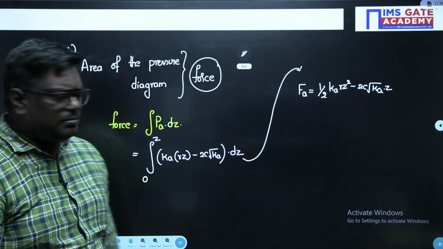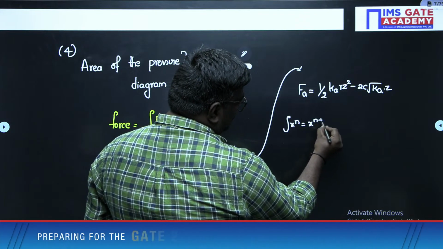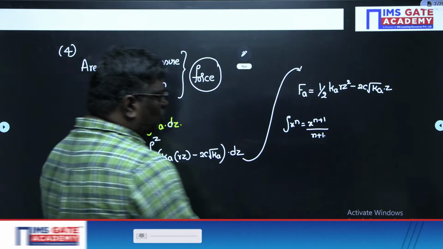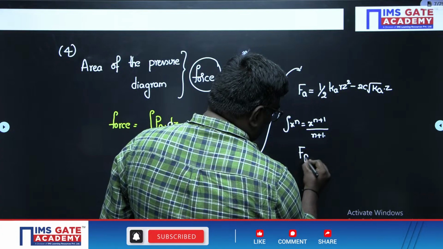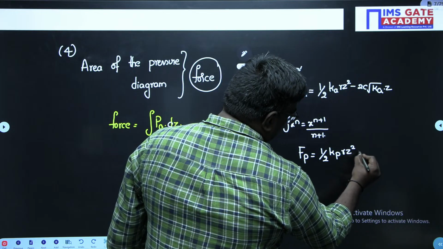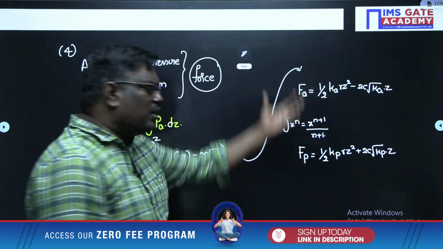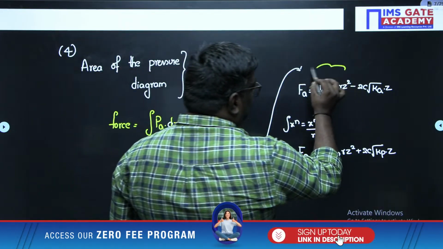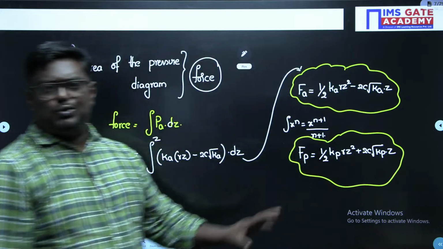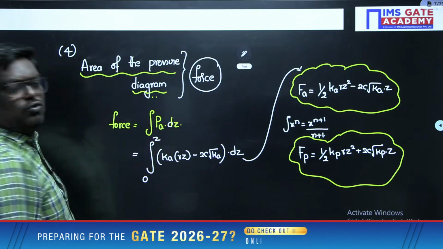You know simple integration, my dear students. Integral x power n, if they ask you, this is given as x power n plus 1 upon n plus 1. Similarly, if they ask you what is passive pressure, it is given as half of Kp gamma z square plus 2c root Kp z. You can know these formulas if you want. Or, my dear students, you can simply write the area of the pressure diagram is nothing but force.